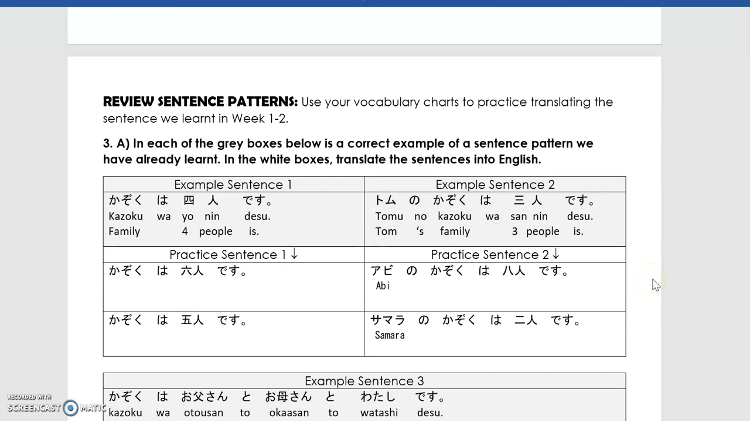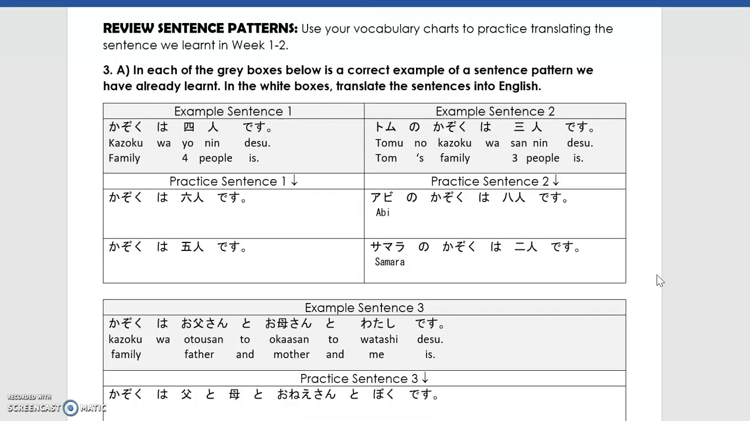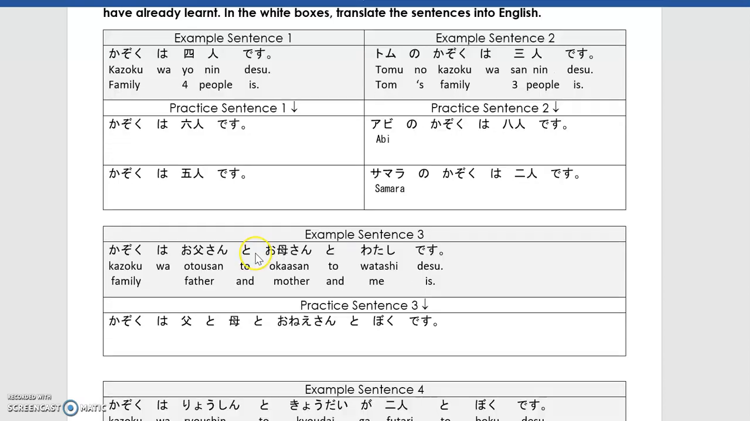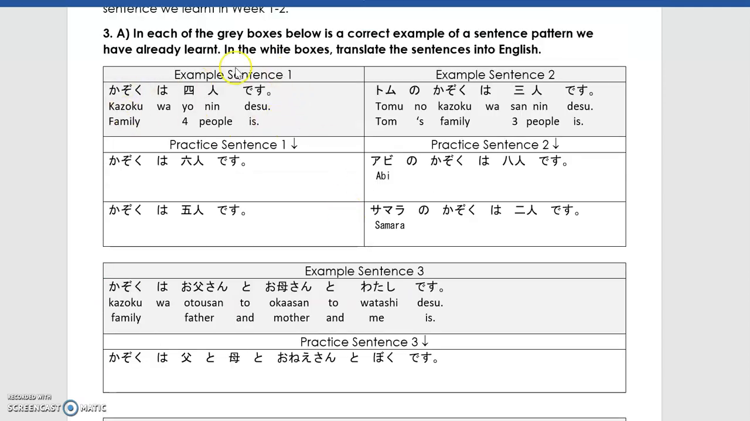The next page here for week 3, we're going to review our sentence patterns. These sentence patterns are the ones we've already learned, they're not new. In each of the grey boxes, I've given you a complete example sentence. Your job is to look at the example sentence and then decode into English the 2 practice sentences below. Some of the longer sentences only have 1 practice. So the grey box is the example.